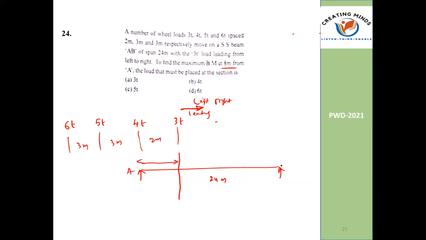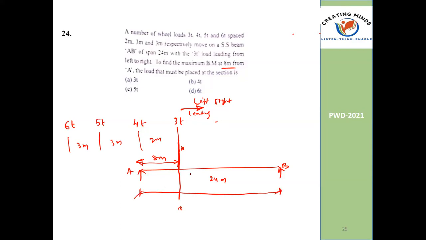This is A, B, 8 meter. What load must be placed on the section? So on this section, to get maximum bending moment, which load do you have to put? Yes, try to give the answer.